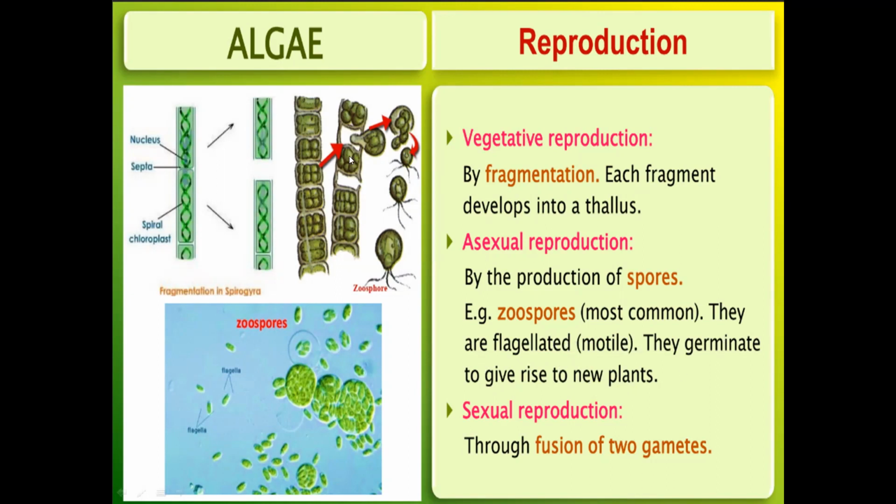Here you can see how the zoospores are produced in the sporangium. The sporangium bursts open and many zoospores are released. Each spore will give rise to a new alga. And sexual reproduction is by fusion of gametes. Fusion of the two gametes. One will form the male gamete, the other will form the female gamete. They will fuse.